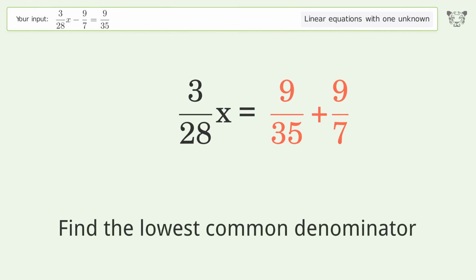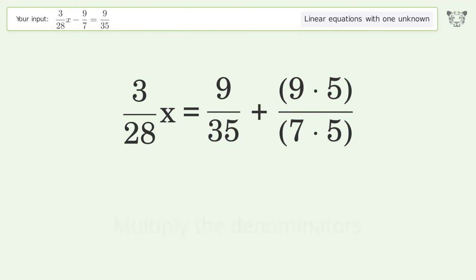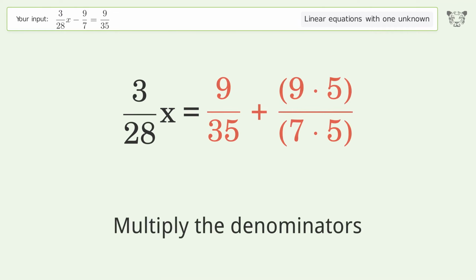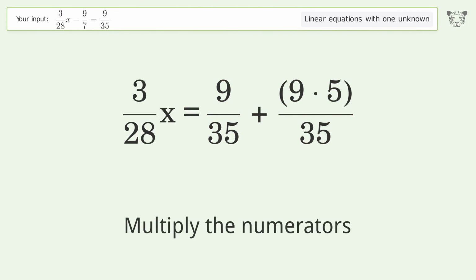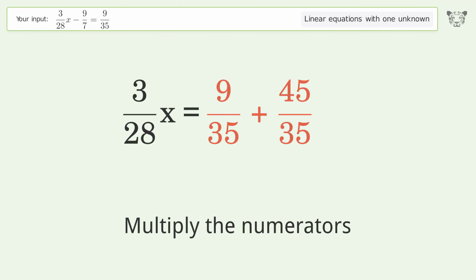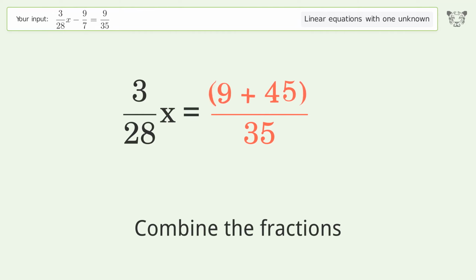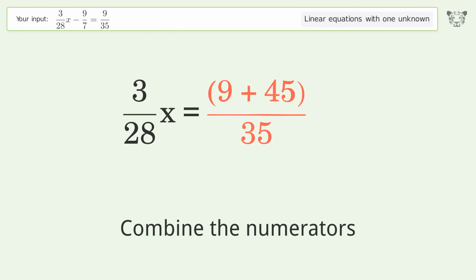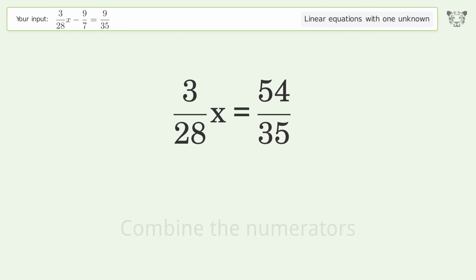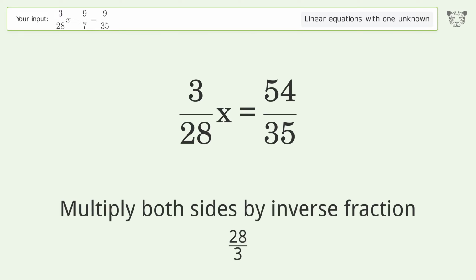Find the lowest common denominator. Multiply the denominators. Multiply the numerators. Combine the fractions. Combine the numerators. Isolate the x. Multiply both sides by the inverse fraction 28/3.